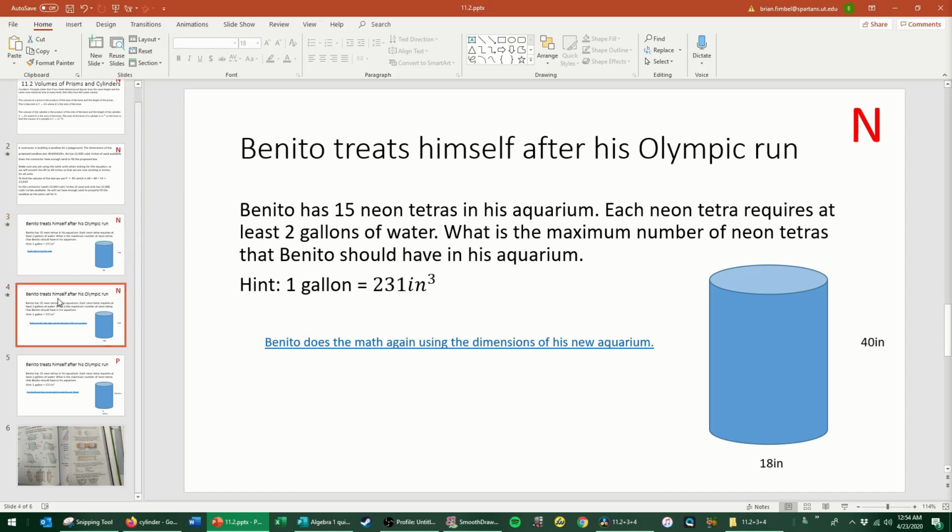So he goes back to the store, and in this problem, he buys a slightly larger tank, and he does it again.